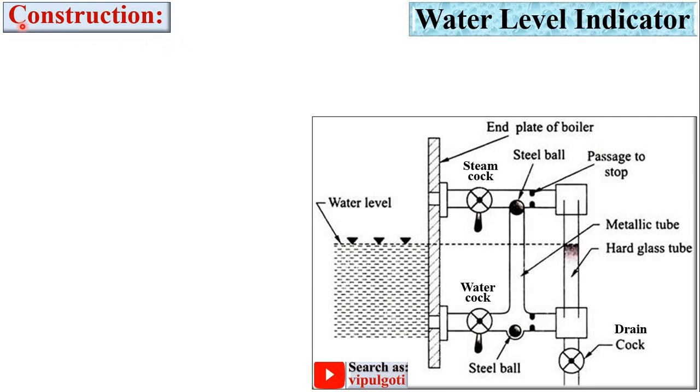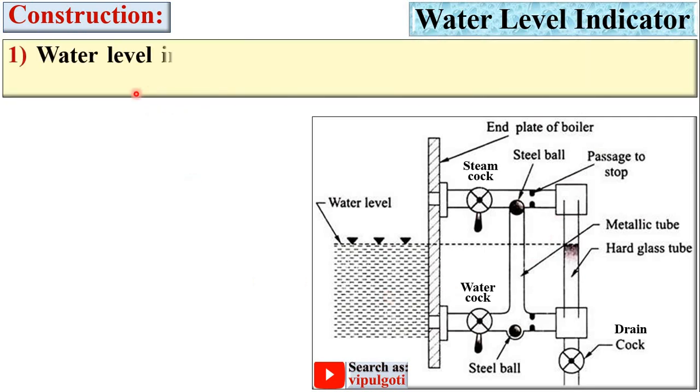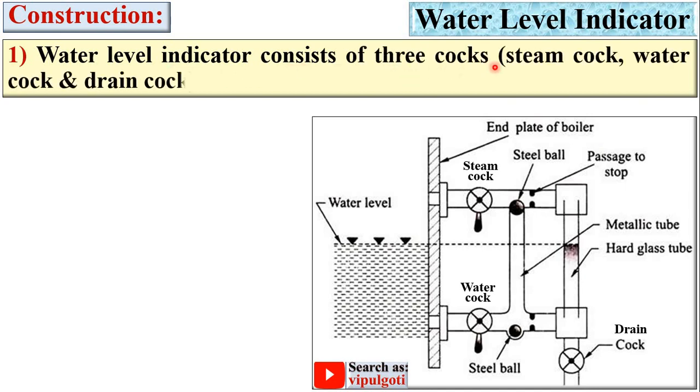Now the next important point is the construction of the water level indicator. The water level indicator consists of three cocks: the steam cock, here you can see, the water cock and the drain cock, and a glass tube. This one is the glass tube.